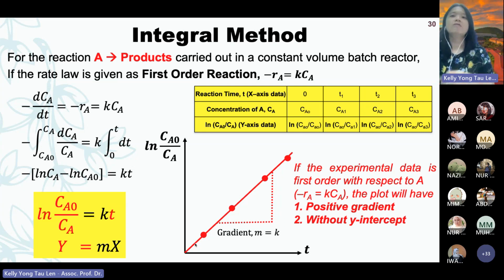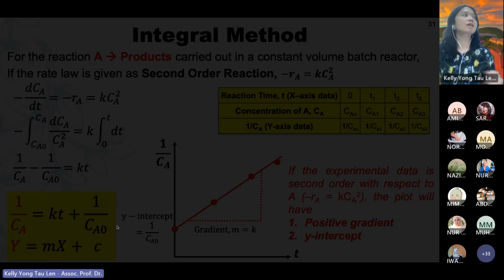Okay, so again, if the plot fulfills the two requirements, provided you plot the correct data, you plot the correct thing, then you can confirm this reaction is first order and your gradient is your value of K. So terus ambil je lah, dah tak payah buat apa-apa, terus ambil nilai tu. That is your reaction rate constant. Okay, so next one. Second order.